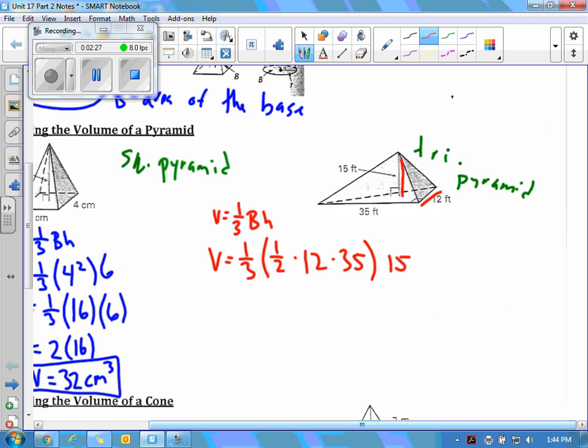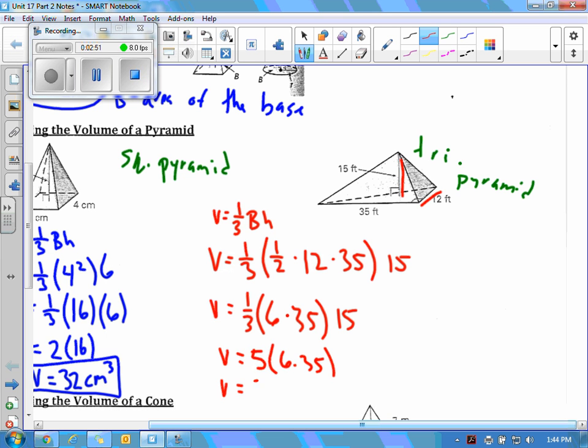Now we really just need to keep track of everything that we're multiplying. So I have 1/3. Inside these parentheses, I can do 1/2 times 12, which would be 6. So I do 6 times 35, and then times 15. If I wanted all of this as multiplication, I can do 1/3 of 15, which would be 5. And then I could keep doing it in whatever order I want. So I could say that 5 times 6 is 30, so I can do 30 times 35.